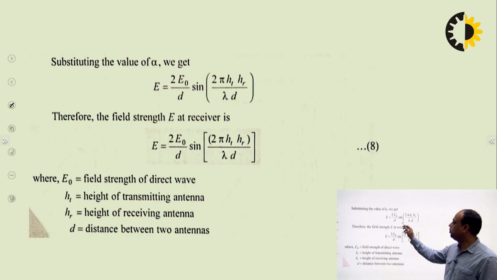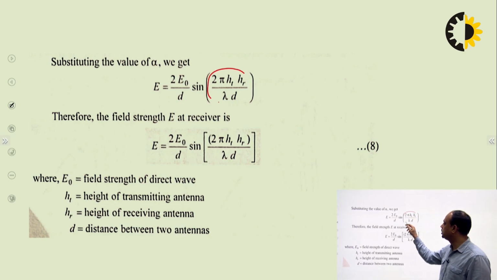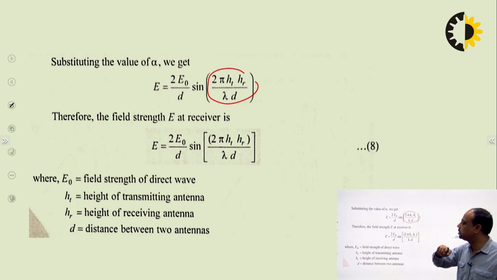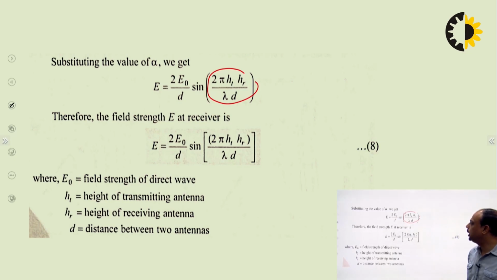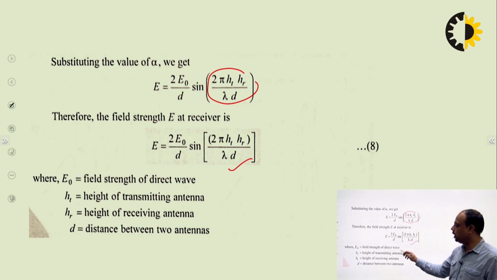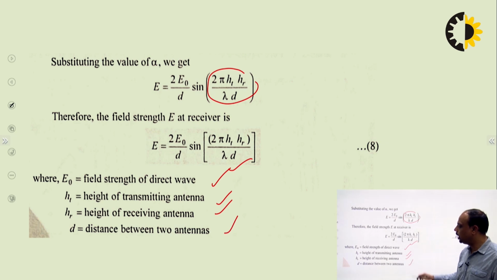By putting the value of this alpha, we have the electric field strength in terms of the electric field strength radiated by the transmitting antenna, that is E is equal to 2 E naught by d times sine of 2π ht hr by lambda d. And on solving, the field E at the receiver end is equal to this, where E is the field strength of the direct wave, ht the height of the transmitting antenna, hr the height of the receiving antenna, and d the distance between the two antennas.